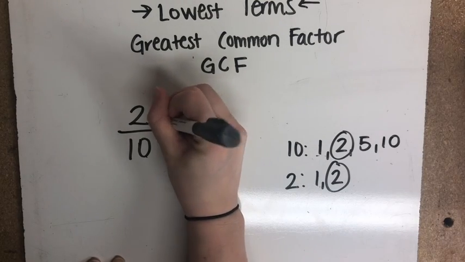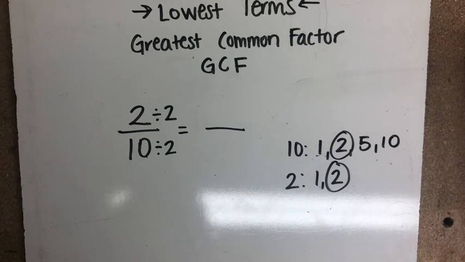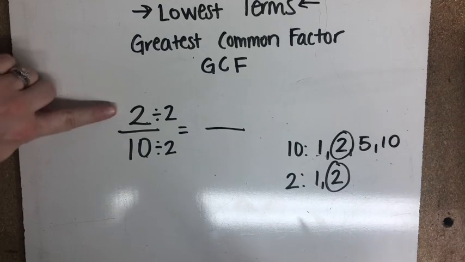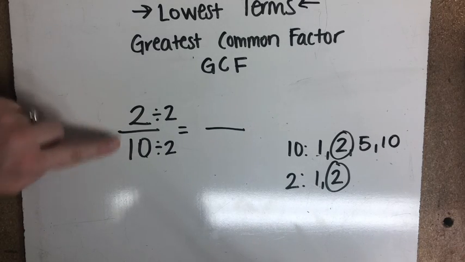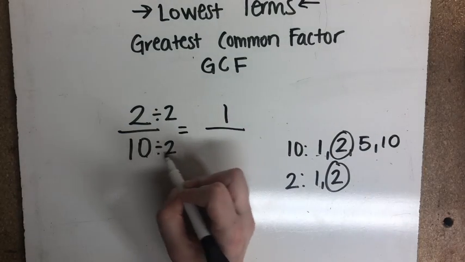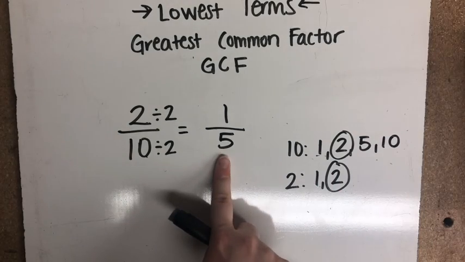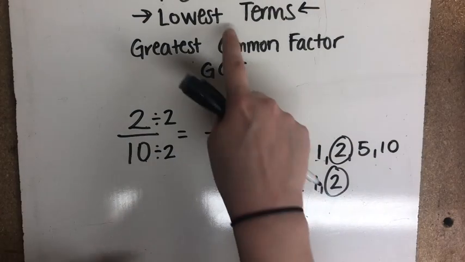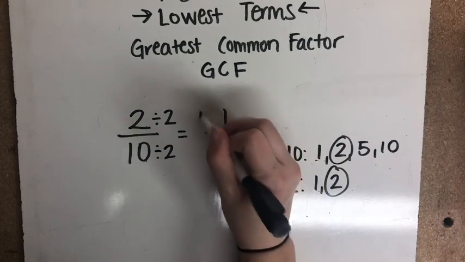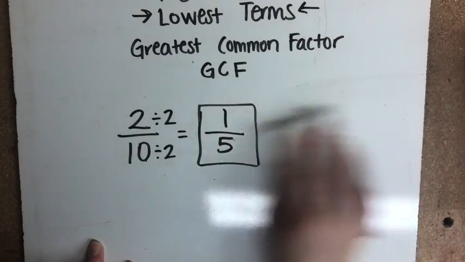When we simplify fractions, it's the opposite of making those bigger equivalent fractions. We're actually going to divide out of the numerator and denominator, using that greatest common factor to divide. And remember, whatever you do at the top, you also have to do to the bottom, and vice versa. So 2 divided by 2 gives me 1. 10 divided by 2 gives me 5. So what you just found here was an equivalent fraction that's written in its lowest terms. 1/5 is the same size as 2/10, but it's written in its smallest terms. Let's look at another example.